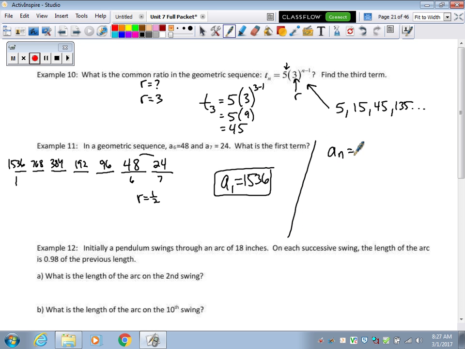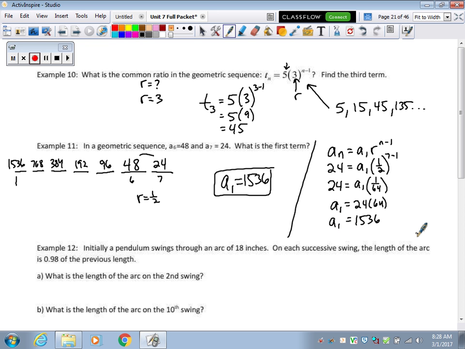So here's the formula. A_n equals A_1 times R to the n minus 1. I know that A_7 is a 24, so I end on a 24. I don't know what I start with. I know my R is 1/2, and I know I made 6 jumps. And 1/2 to the 6th is 1/64. So to get that A_1, I'm going to multiply 24 times 64. 1536. I think that was almost a little bit easier.